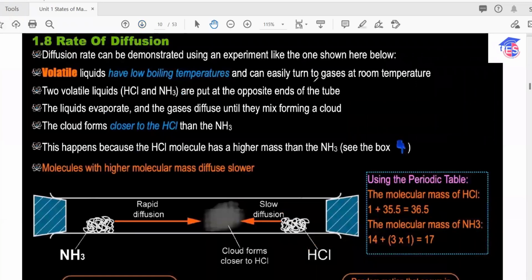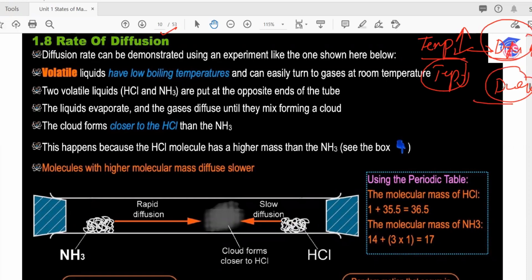Okay. After that, you have the rate of diffusion, which means how fast diffusion happens. How fast diffusion happens depends on some things. The main thing is temperature. If the temperature is higher, the diffusion rate will be higher. If the temperature is lower, the diffusion rate will be lower. Why? Because at high temperature, particles move faster, and if they move faster, they diffuse faster. At lower temperature, they move slowly and diffuse slowly. That is the main thing.